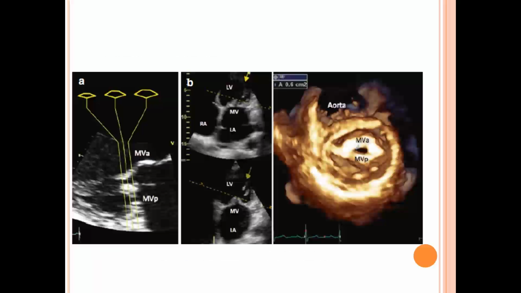As you can see here in panel A, you have 3 cuts, you can do them, and every one is going to give you a different valve area. But by 4D, we're going to have direct planimetry of the mitral valve area, and you get the narrowest part.